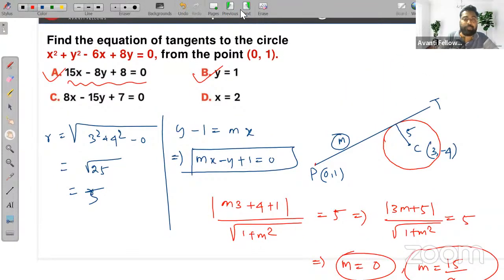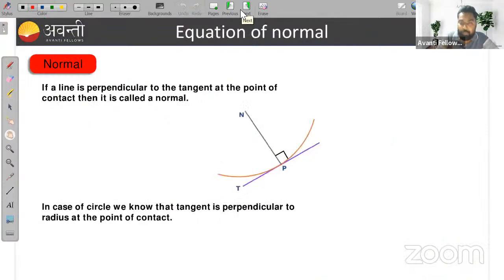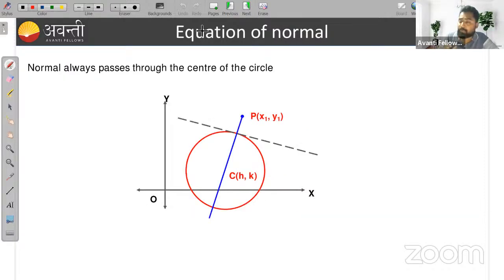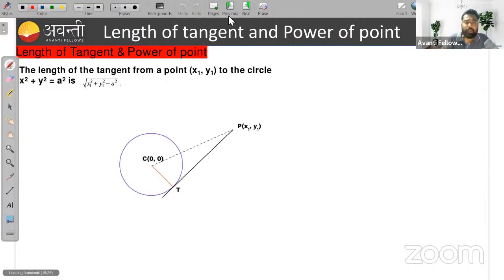Okay, so let's move on. Now how can we find the equation of the normal? Actually, what is a normal? A line perpendicular to the tangent at the point of contact is called the normal. The normal is always perpendicular to the tangent. In the case of a circle, we know the tangent is perpendicular to the radius at the point of contact. So the normal always passes through the center of the circle, like this. The tangent and normal are always perpendicular to each other. So this is my normal.